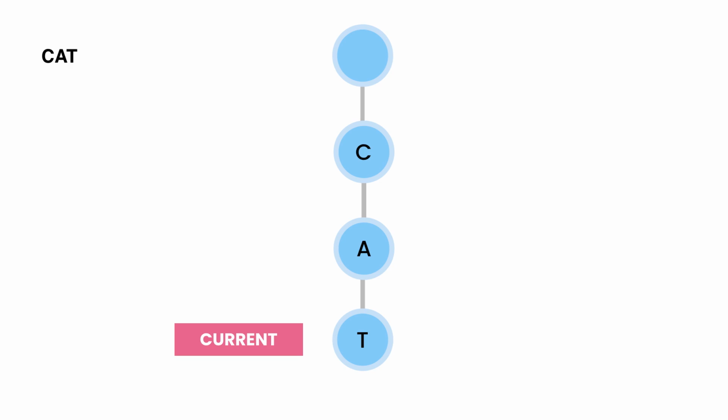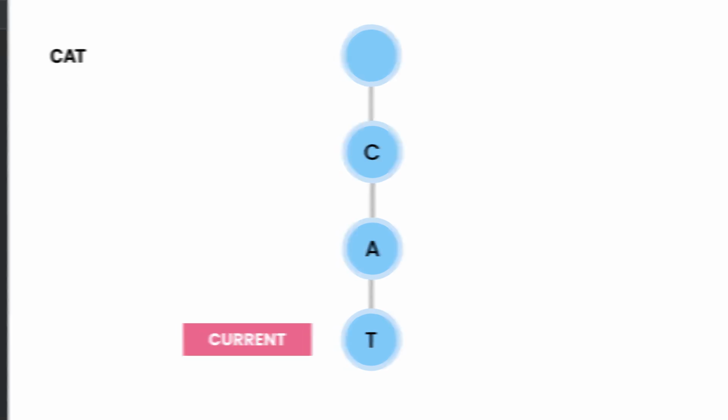Now, in the future, if you want to insert the word can, once again, we start from the root of our tree. We walk down this tree, but in this case, we already have nodes for C and A. So all we have to do is to append N as a child of A, okay?